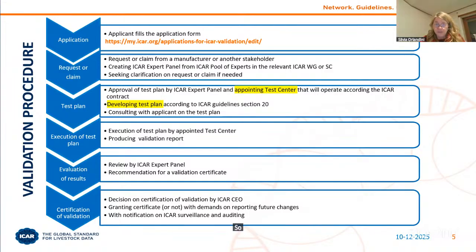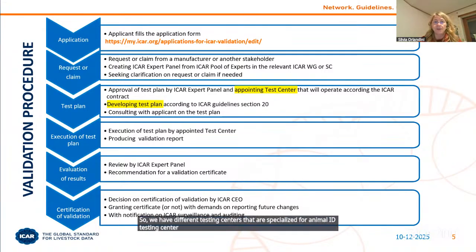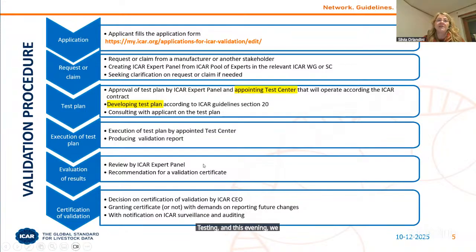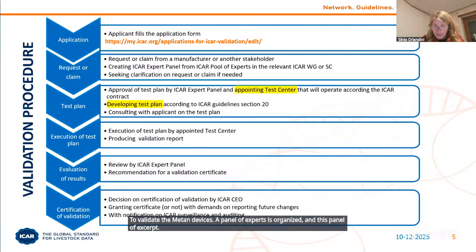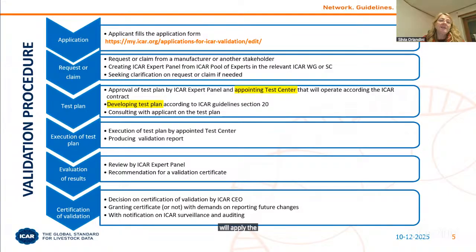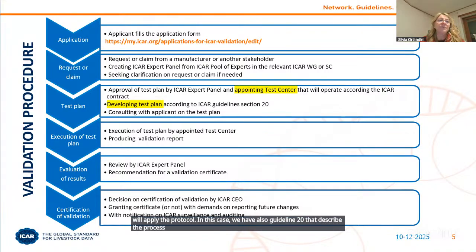So we have different testing centers that are specialized for animal ID, and testing centers that are specialized for milk analyzer testing, and this evening, we are going to present the ICAR testing center to validate the methane devices. A panel of experts is organized, and this panel of experts will apply the protocol. In this case, we also have guideline 20 that describes the validation process.